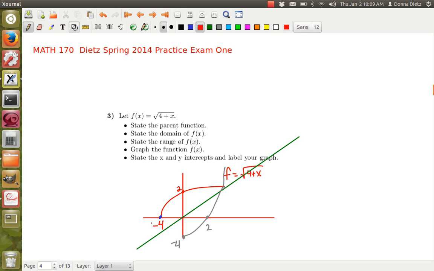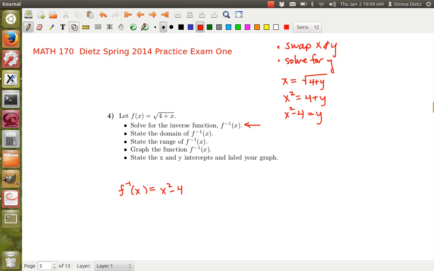Because you have to consider the domain and range of your original function, because it doesn't say now plot x squared minus 4, it's going to say plot the inverse function. So because it specifically is coming from another function, it's the inverse of another function, we can't then bring in points that weren't in the original function. Okay, so this is special.